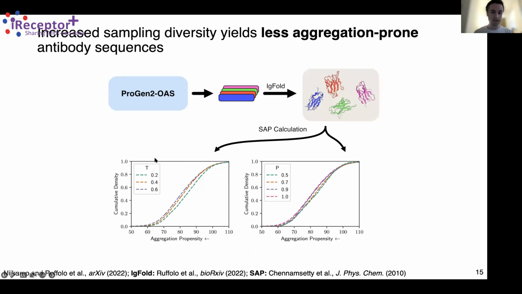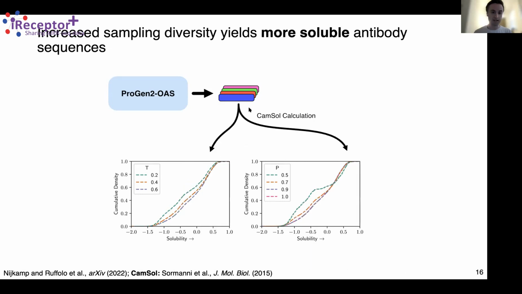We think this might be useful for people building libraries with these types of models, as you would like your library to have lower aggregation risk. So maybe sampling with higher diversity can give you those properties. We did something similar for solubility as well. Here, we don't need a structure. We can just pass the sequence directly to the ChemSol tool. And again, we see that when you sample with more diversity, you get sequences that are likely to be more soluble.